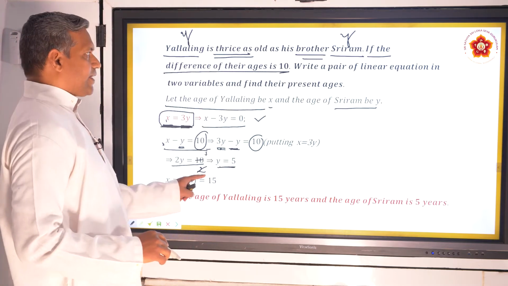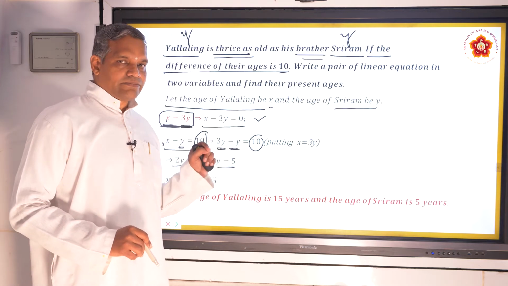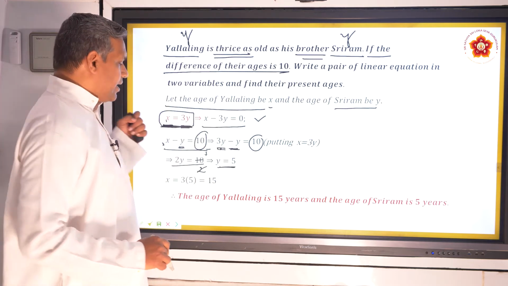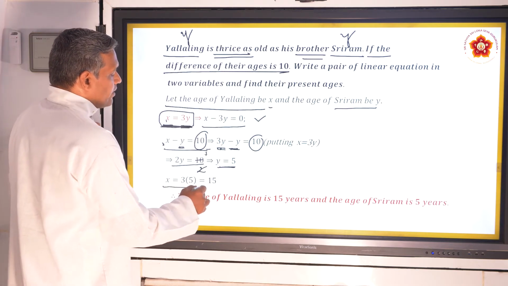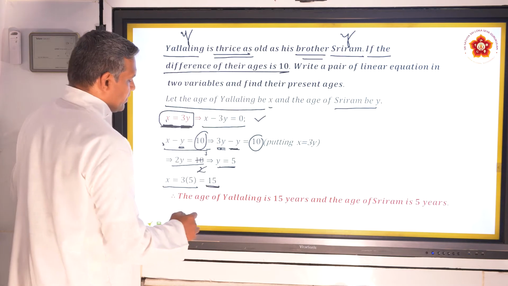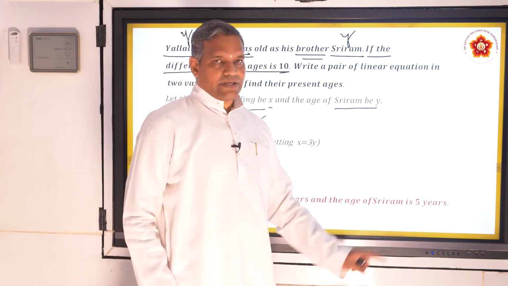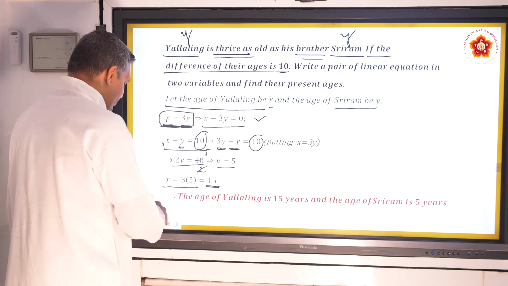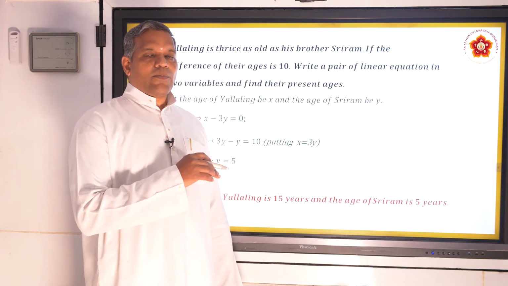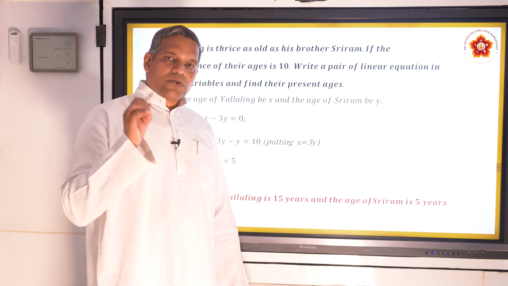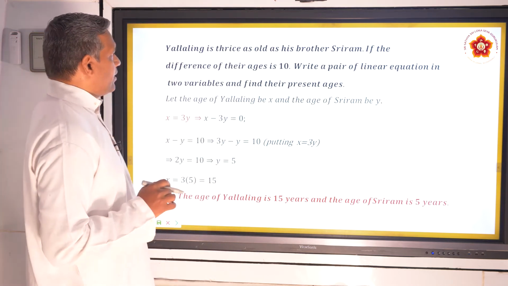The moment you discovered y is equal to 5, what did you discover? You discovered the age of Sri Ram. Then discover the age of Yellaling. So 3 times the age of Sri Ram is Yellaling. x is equal to 3 into 5. So age of Yellaling is 15. Therefore the age of Yellaling is 15 years and the age of Sri Ram is 5 years. It is a very simple thing. If you don't understand, revise this, go back to this video and slowly understand this concept, very important. Then hopefully many of you understood this.